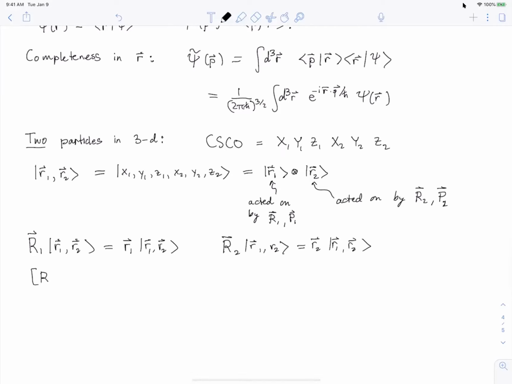For example, the important one is that R sub n commuted with P sub m is going to equal i h bar times delta nm, if and only if the components of R and P are the same, which I could do by putting another index on it.